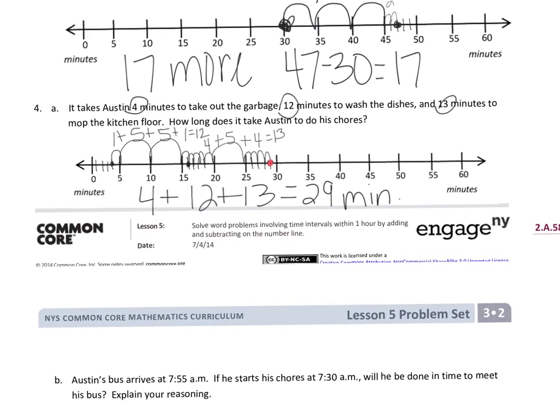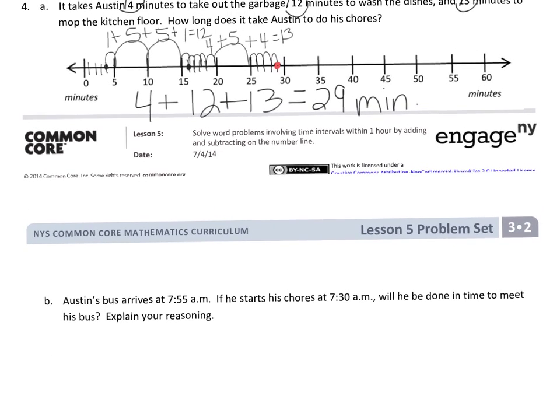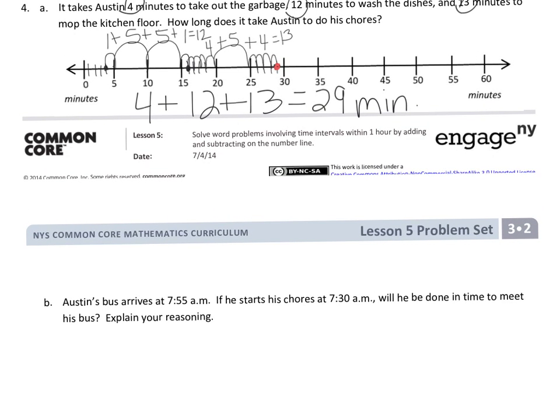I love being able to check my work because then I know for sure right away that I got the right answer. Now let's look at part B. Austin's bus arrives at 7:55 a.m. If he starts his chores at 7:30 a.m., will he be done in time to meet the bus? Explain your reasoning. So we said it takes 29 minutes for him to do his chores. Does he have 29 minutes if he starts his chores at 7:30 to get on the bus at 7:55? There's a couple different ways you can solve this problem. You can use a number line and start at 7:30, make your jumps and see if you have enough time before 7:55. Or you could use a math problem.